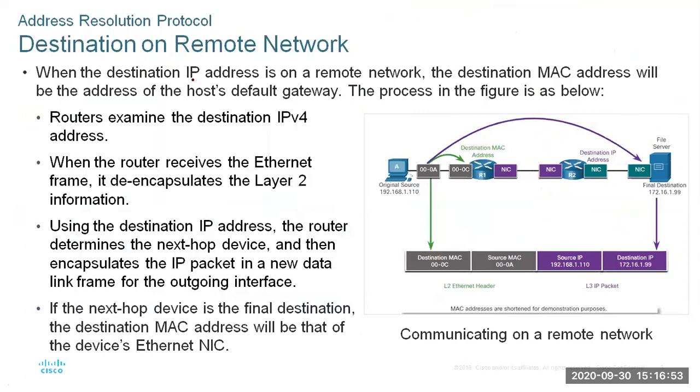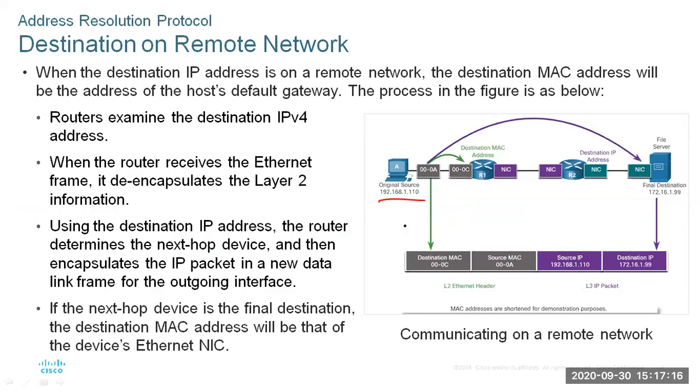So when the destination IP address is on a remote network, the destination MAC address will be the address of the host default gateway. The process in this image explains it. Okay. Now, in the previous slide, you have seen the scenario where they are on the same network, where you don't need a router. But in this case, look at it.